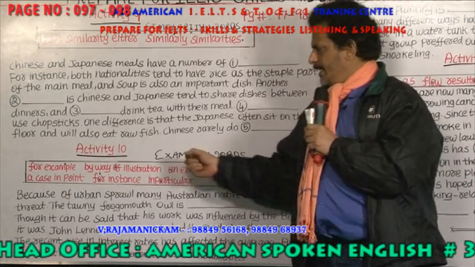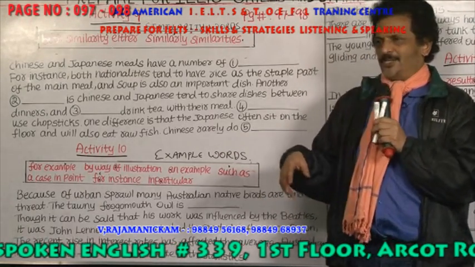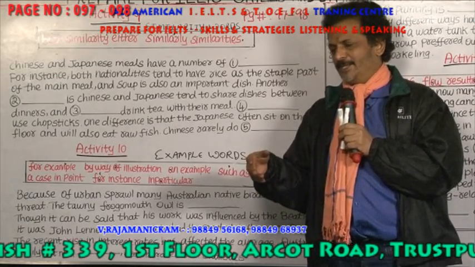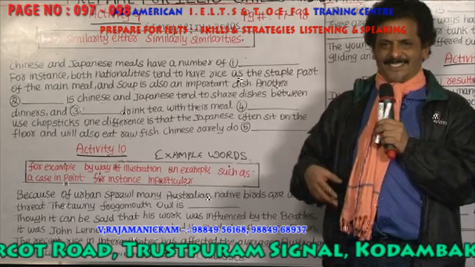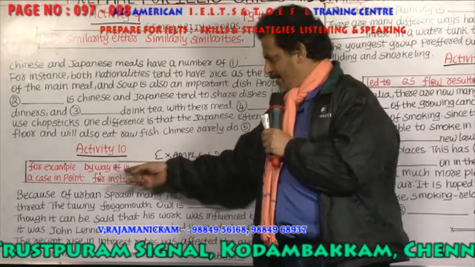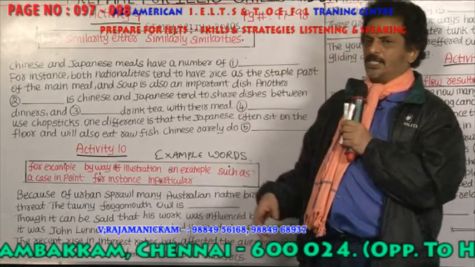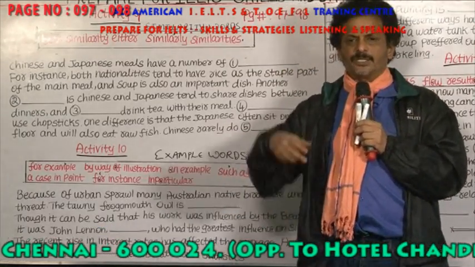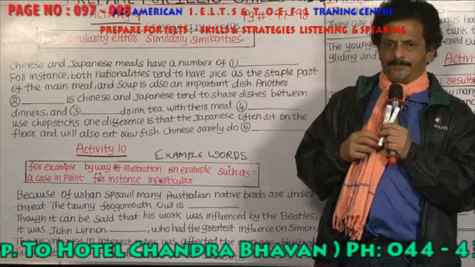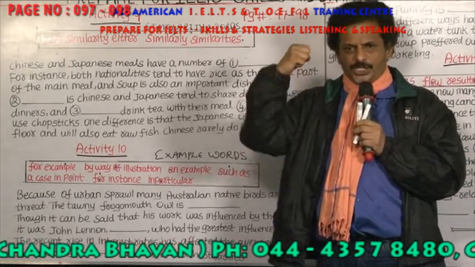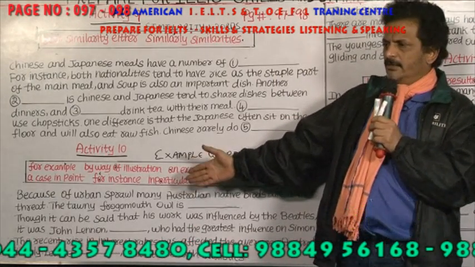And coming here, Activity 10, example words. What do you mean by example words? Daily I do exercise. For example, I do yoga, I do meditation, I go to the gym, I go for walking, I go for jogging. For example or such as. See, examples: for example, by way of illustration, an example, such as, a case in point, for instance, in particular. So these are the words which are used to state examples. When you want to concretize, when you want to support an idea, you have to use examples.